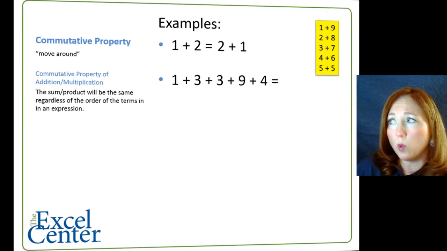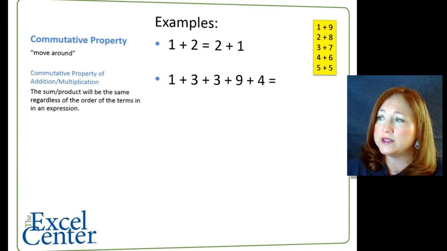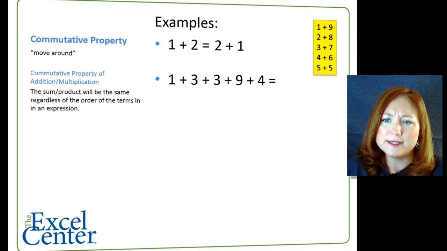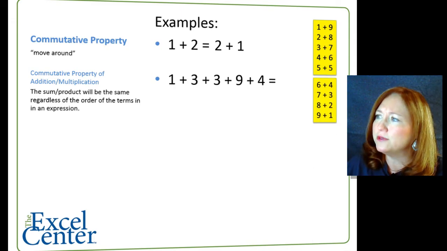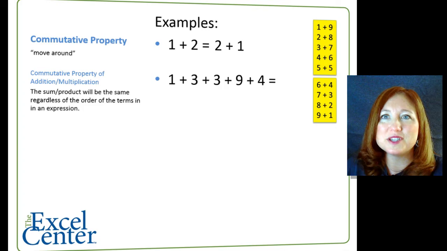You should have 1 and 9, 2 and 8, 3 and 7, 4 and 6, and 5 and 5. Now, if you're yelling at me right now, Stacy, what about 6 and 4, 7 and 3, 8 and 2, and 9 and 1? Well then, you're demonstrating that you already know how to use the commutative property.